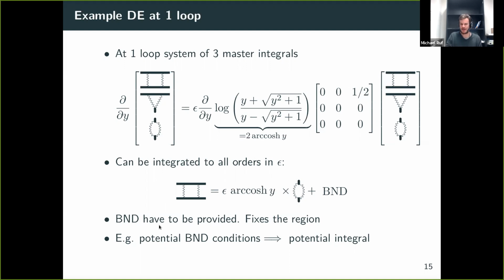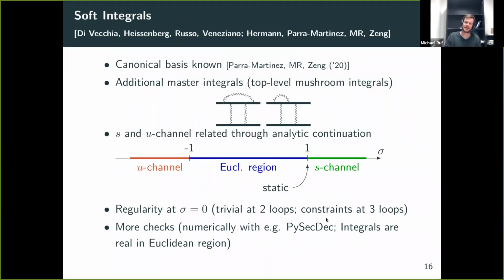And then finally, we have to provide the boundary conditions, and something that we explored in our last paper is that you can use these boundary conditions to fix the region of the integral. So for example, if you provide boundary conditions in the potential region, you will get basically a resummed potential integral. But as I was saying, we don't want to do the potential way. We want to do the soft integrals. And also, I have to say that this is also something that other groups are working on. There's also this collaboration by Di Vecchia, Heisenberg, Russo, and Veneziano, who have also worked out these integrals.